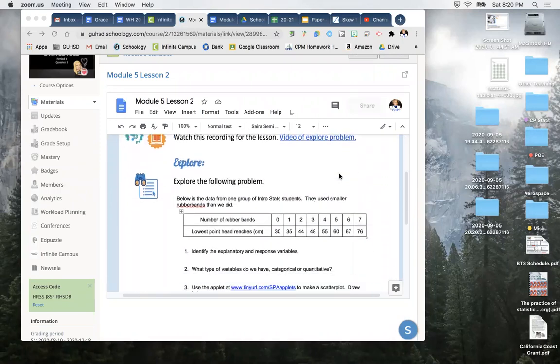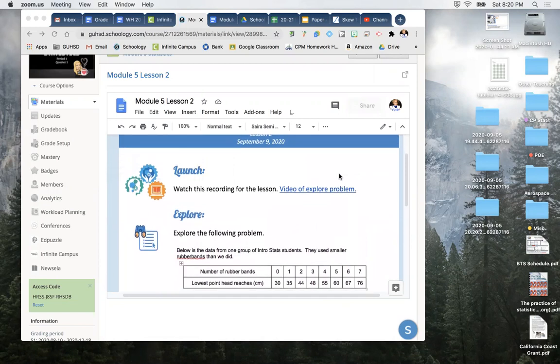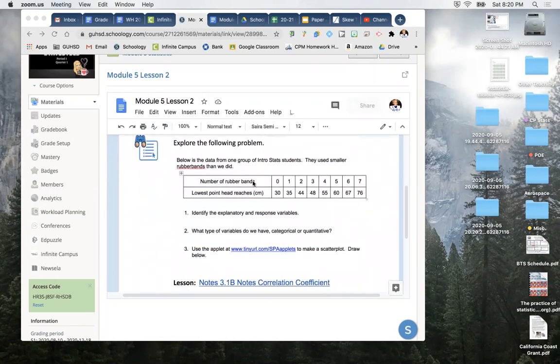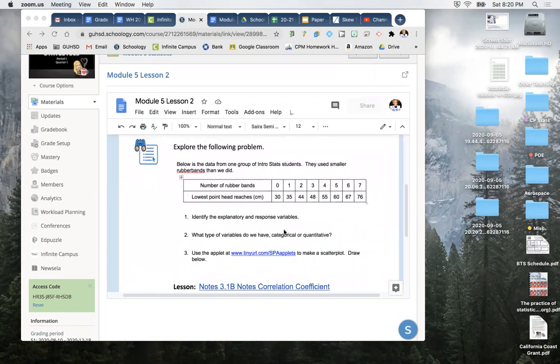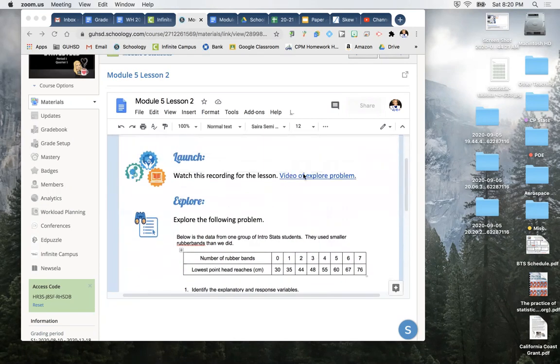So today we're going to talk about least squares regression lines and correlation. I have a video of me exploring this problem in an applet. Please watch that video so that you can see how the applet can really help you with problems like this, because it will graph it for you. It will do all kinds of wonderful things for you. It'll tell you your correlation and such. So make sure you watch this video of me exploring that problem.